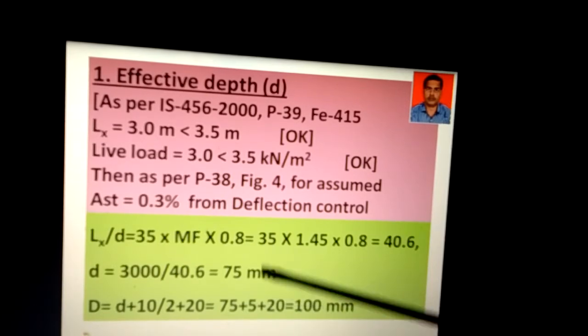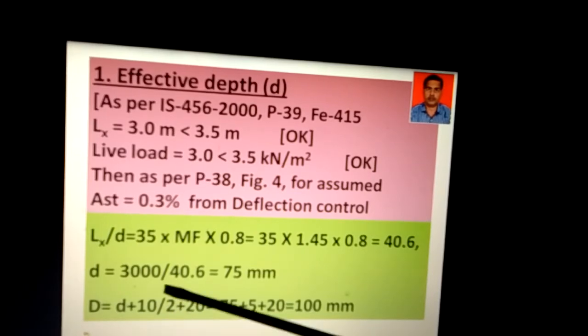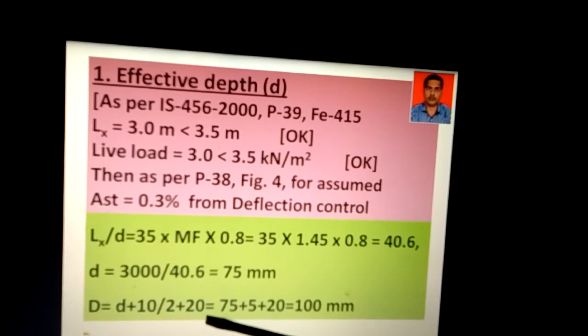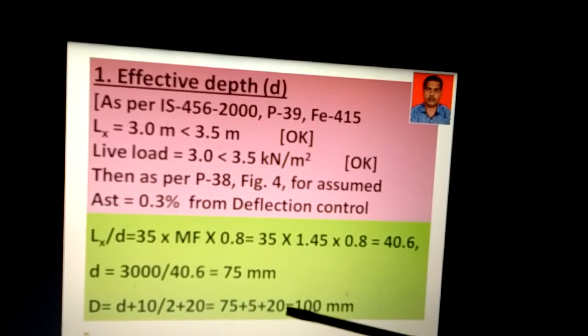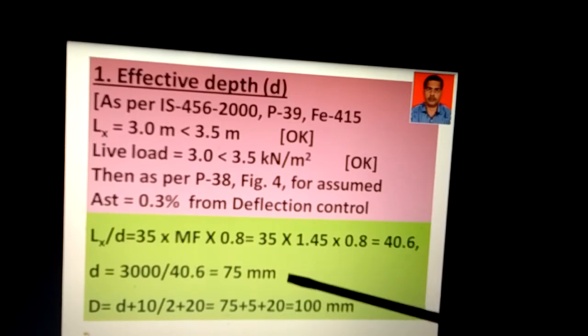So by using this small d, we can calculate capital D, the overall depth of the slab, that is small d plus 10 by 2, the assumed bar diameter is 10 millimeter, plus 20 millimeter, the nominal clear cover of the slab, that is the gap between the bottom of the steel reinforcement and the bottom of the slab, that is 75 plus 5 plus 20, and this way it comes 100 millimeter. So we have now the small d as well as the capital D for this slab.